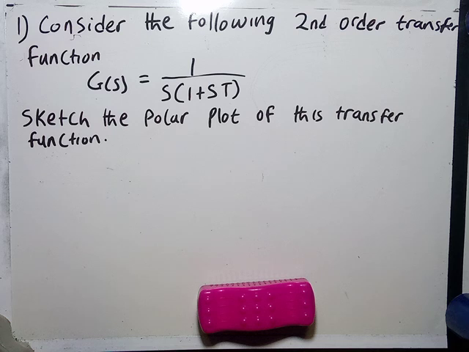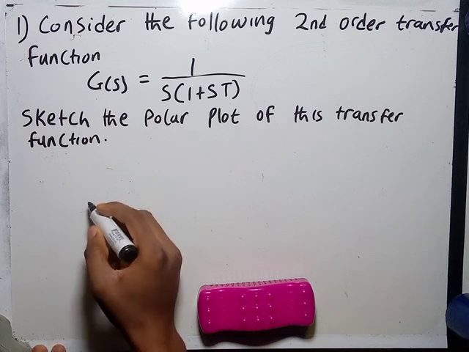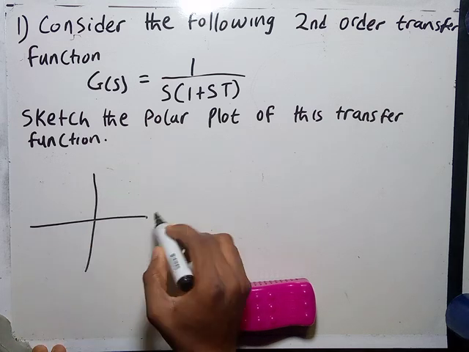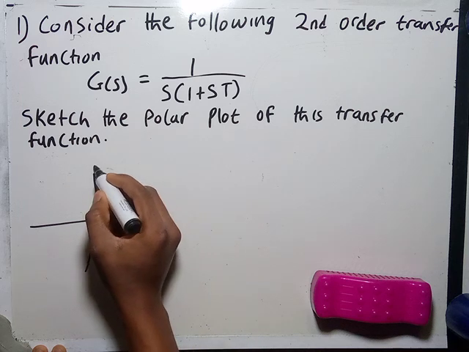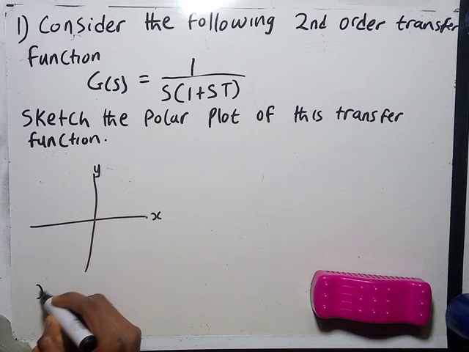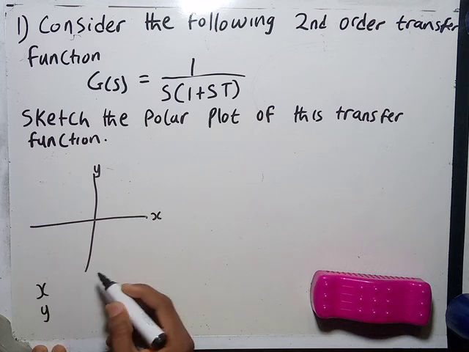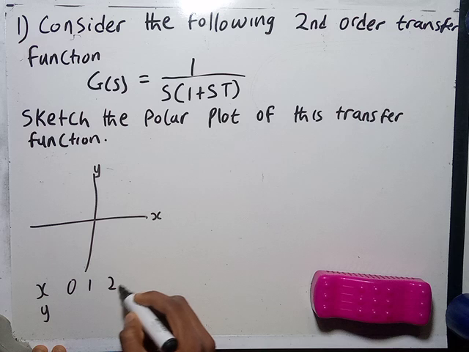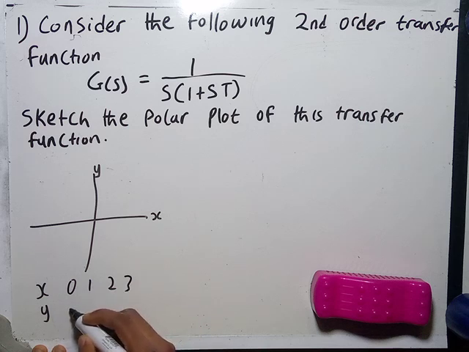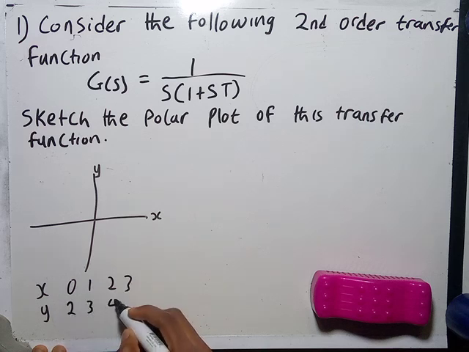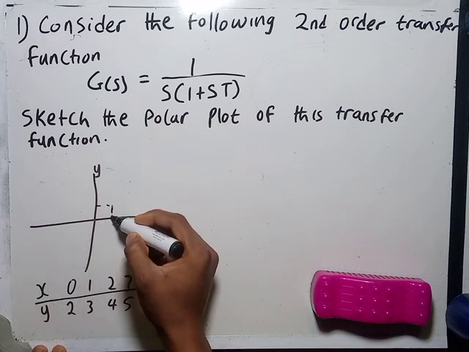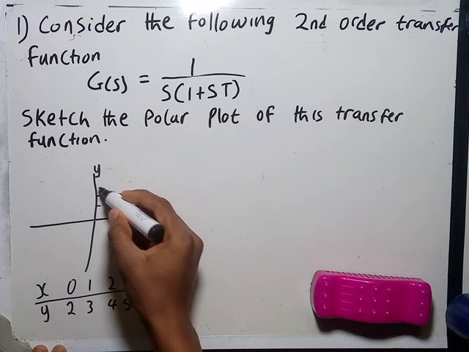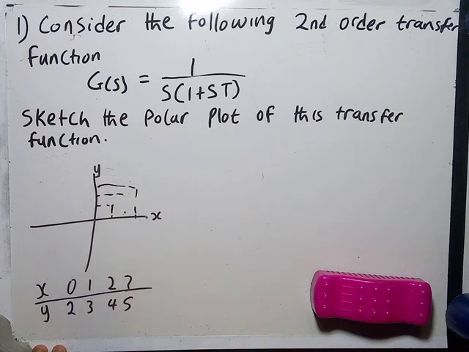Now the normal graph that we normally plot, which is your x and y axis, you have here to be your x axis and here to be your y axis, and they will give you a table of x and y, and they will say 0, 1, 2, 3, and then your y will also be given, let's say 2, 3, 4, 5. Then with these values you plot on your graph, and you keep plotting on your graph just in that order.